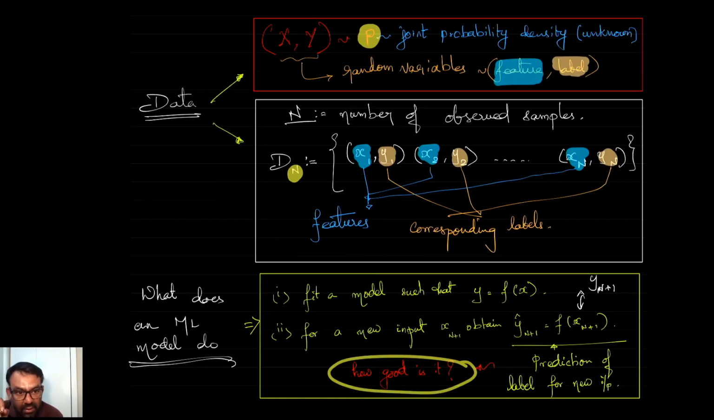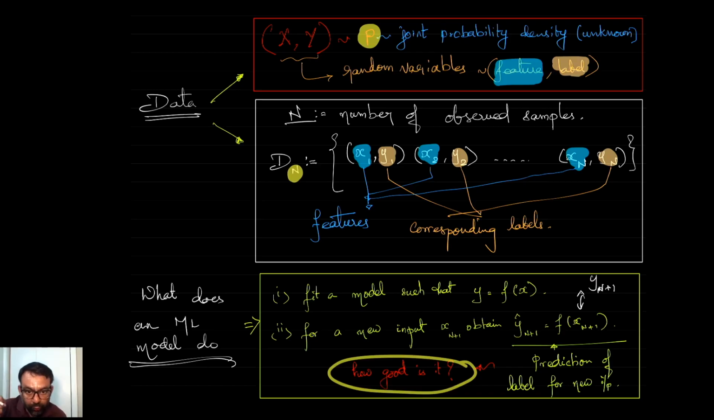I'm going to assume x is the random variable, which represents the features of whatever is the experiment that we're going to conduct, and y is the labels for the samples. i is the index used for each sample, and I'm going to assume that capital N is the number of observed samples. What does any machine learning model do?